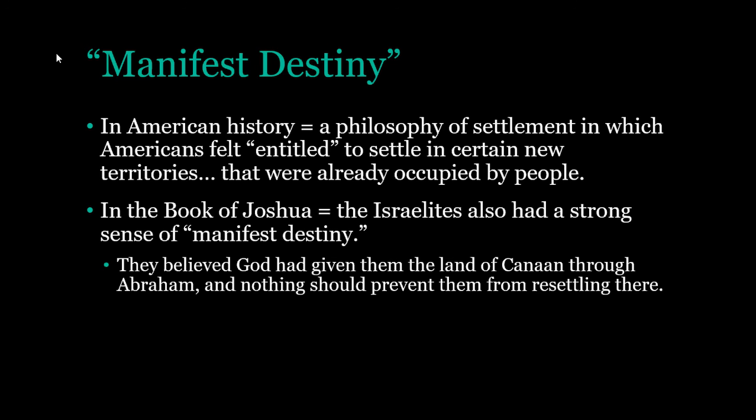I don't know how much, in any of the history classes you've taken in your educational careers up to this point, you've talked about manifest destiny. But just a brief note about this. In American history, manifest destiny was a philosophy, and you saw this in politics, the economy, and the social life of America early since they arrived, right? This was a philosophy of settlement, which meant that Americans felt they were entitled to settle in these new lands, in these new territories.